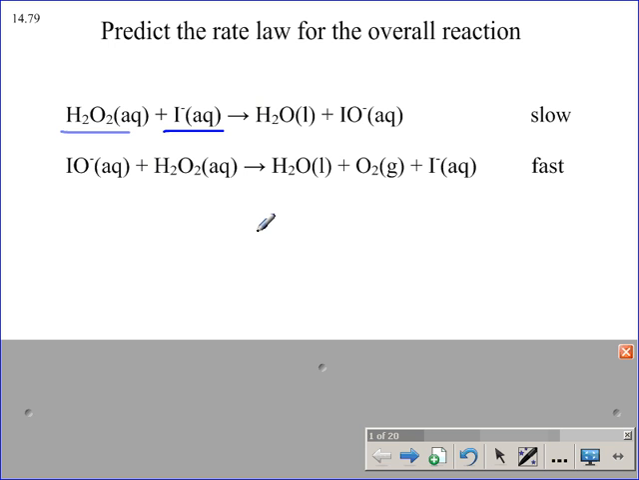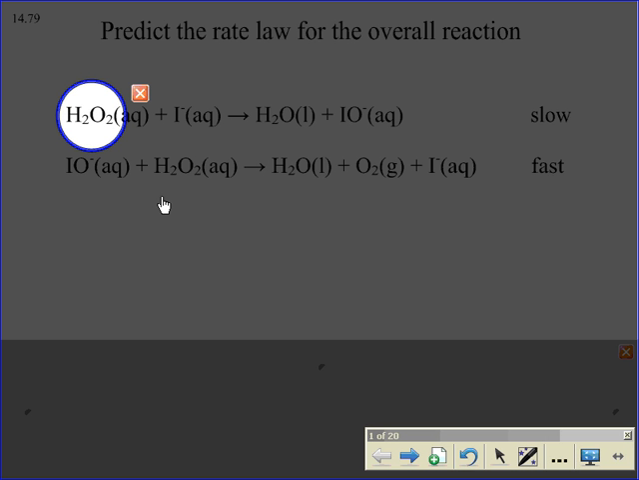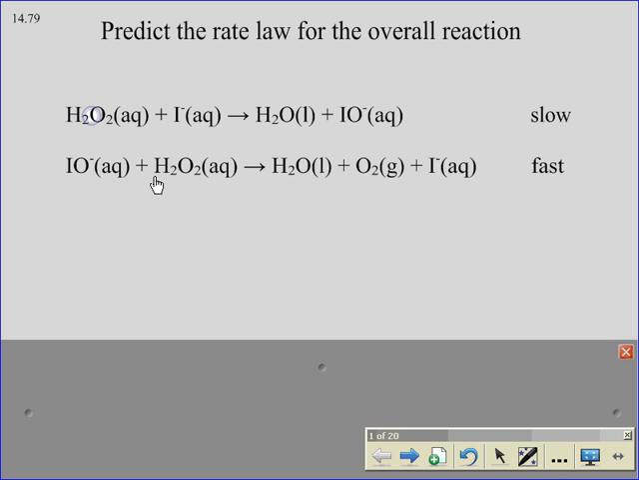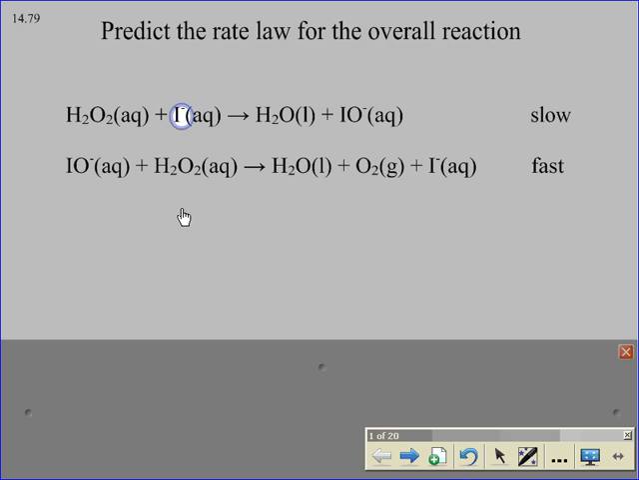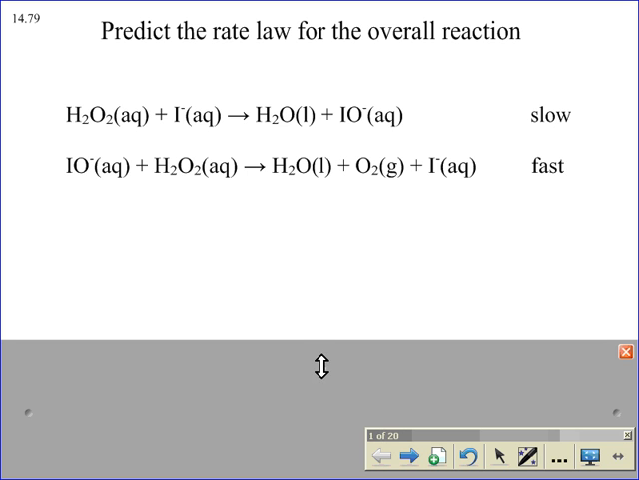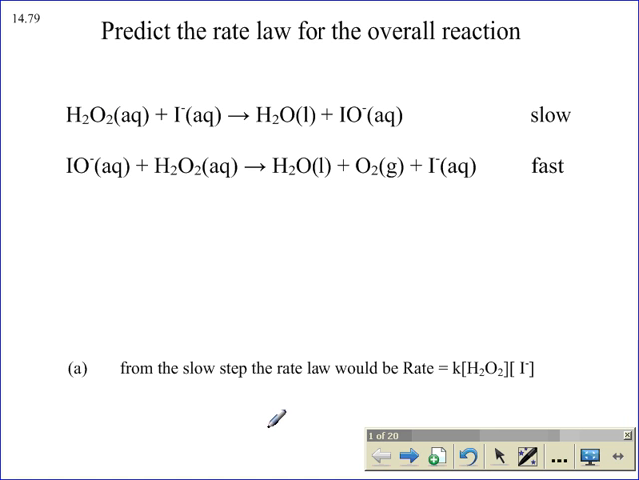So all I have to do is write a rate law using the hydrogen peroxide and using the iodide. Only in reaction mechanisms can we just look at one of these steps and write the rate law. So, picking from the slow step, there's my rate law. k would be equal to the concentration of hydrogen peroxide times the concentration of iodide.